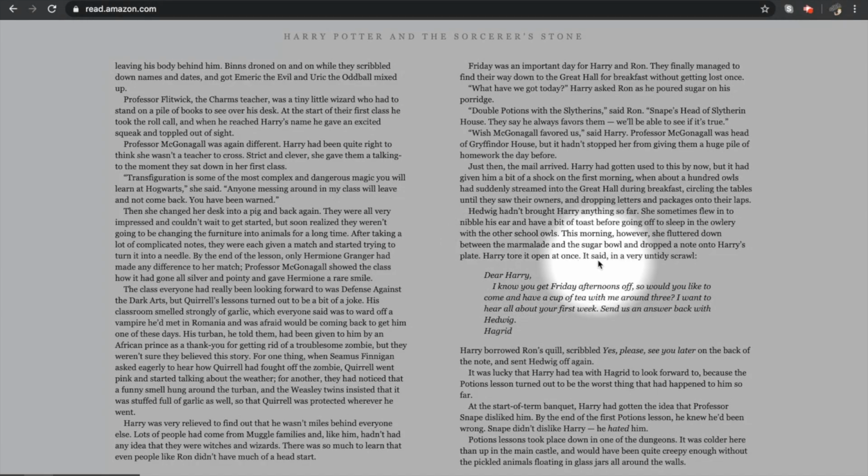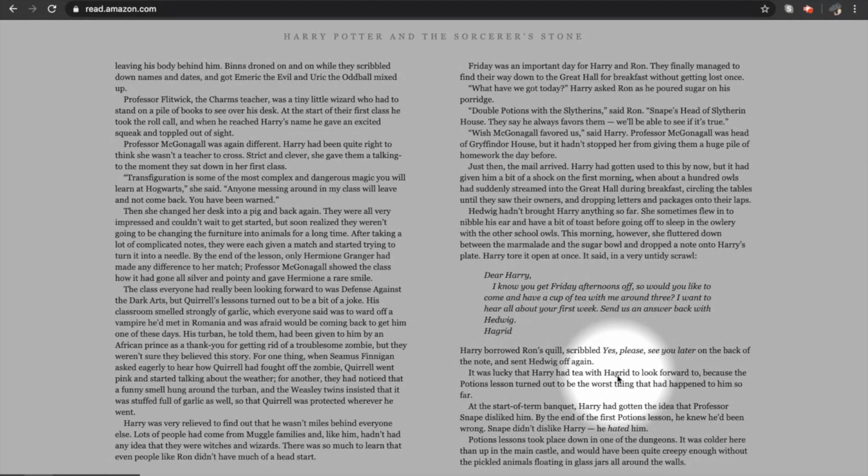Harry tore it open at once. It said in a very untidy scrawl, "Dear Harry, I know you get Friday afternoons off, so would you like to come and have a cup of tea with me around 3? I want to hear all about your first week. Send us an answer back with Hedwig. Hagrid." Harry borrowed Ron's quill, scribbled "Yes, please. See you later" on the back of the note, and sent Hedwig off again.